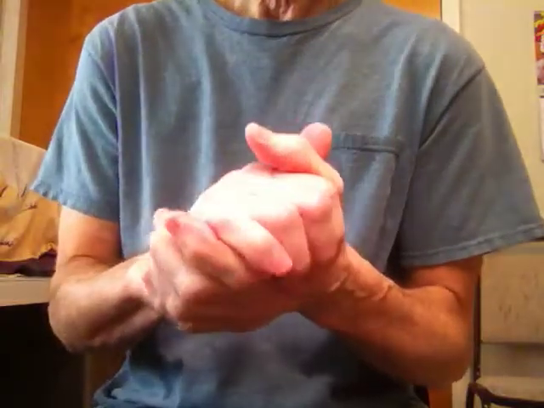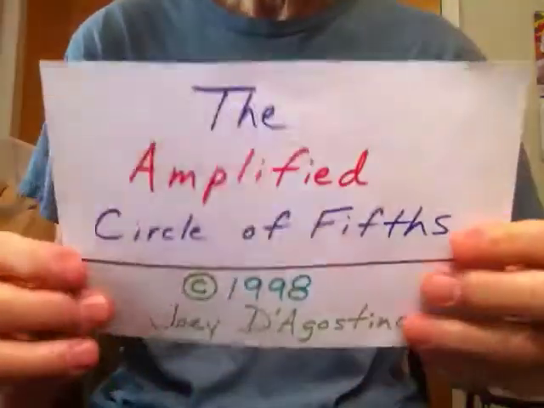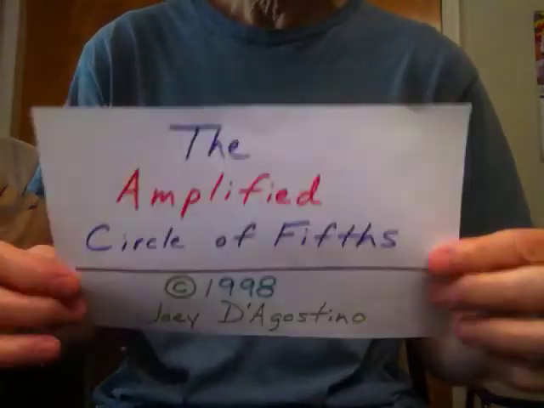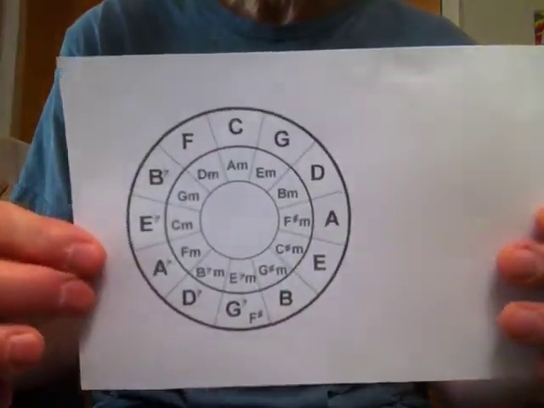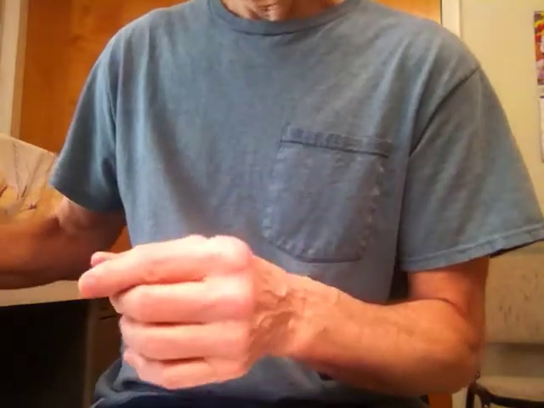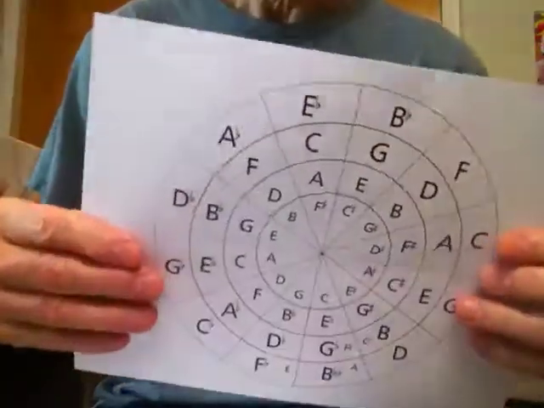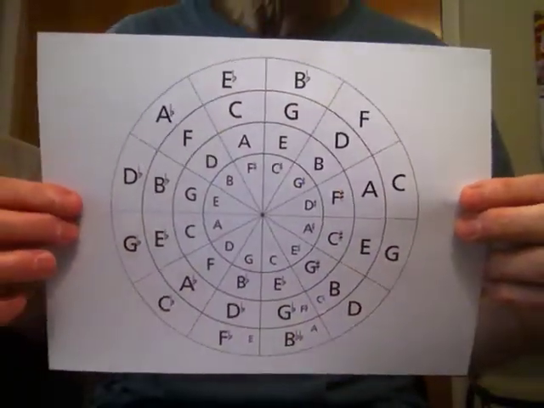Over the many years, here and there, I came up with some musical ideas, and one of those ideas was something I call the amplified circle of fifths. What I did, in case you haven't seen my previous videos, is I took the very primitive, simple, basic circle of fifths and made it better. I think I made it better. I added data, all kinds of data. I had all kinds of goodies, and I ended up with this.